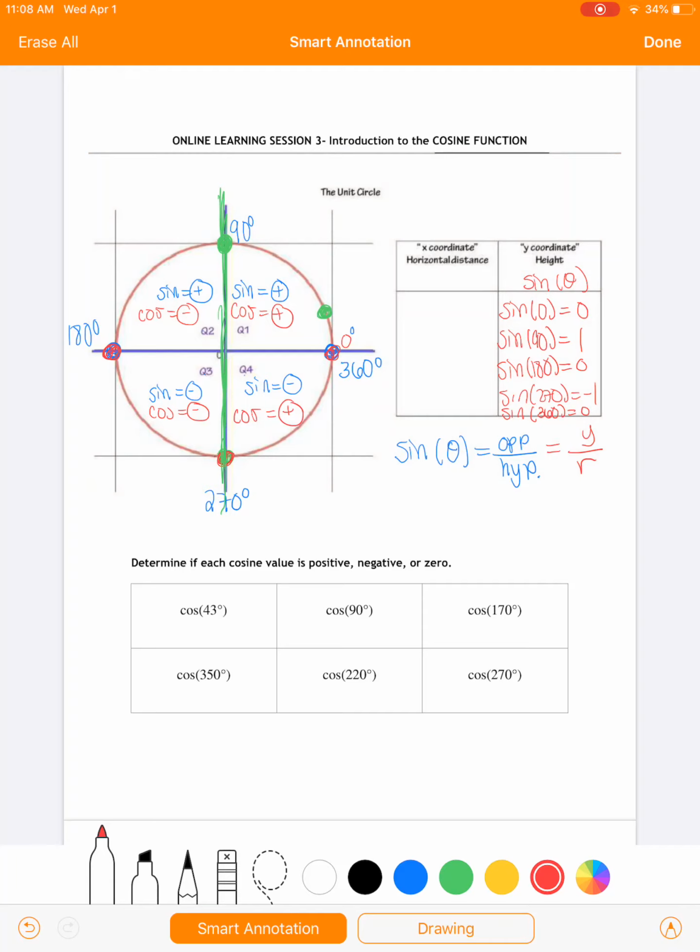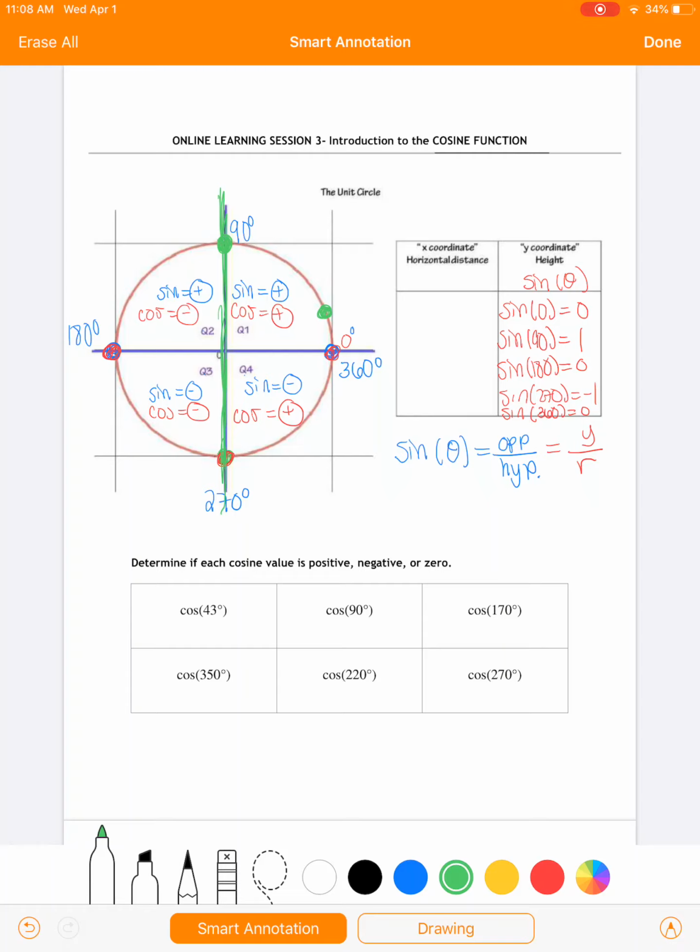So sine, again to recap, measures up and down. So we have these quadrant 1 and quadrant 2 where we're above the x-axis are positive for sine. And quadrant 3 and quadrant 4 are negative for sine. Cosine measures right and left. When we are in quadrant 1 and 4, we're on the right side of the y-axis, so we're positive. When we're in quadrant 2 and 3, we're on the left side, so cosine's negative.